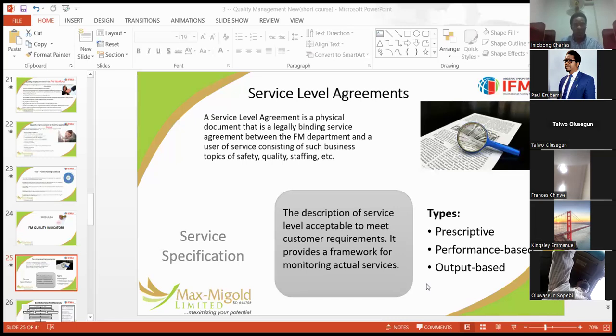So when we pick up our contract, we need to understand what kind of SLA it is. Is it prescriptive? Because you might do the work, but yet you'll be scored low because you missed some key steps in the process or procedure.